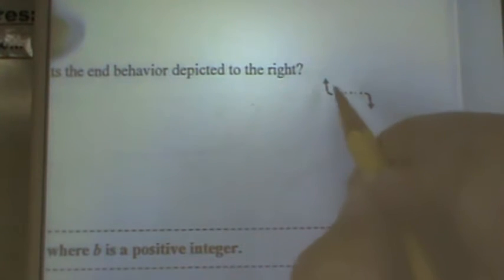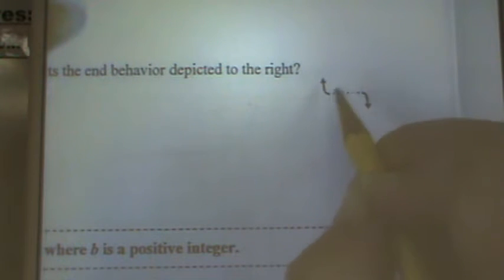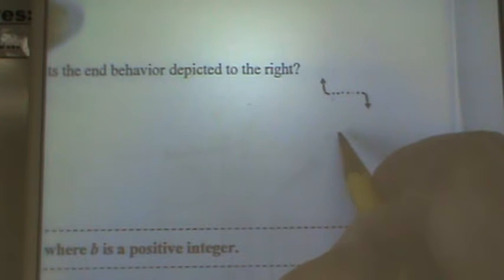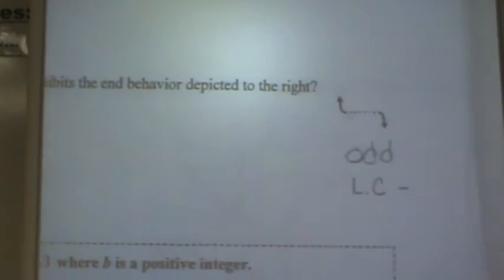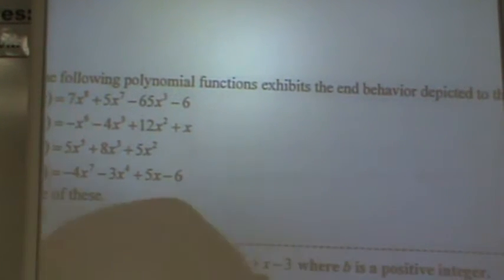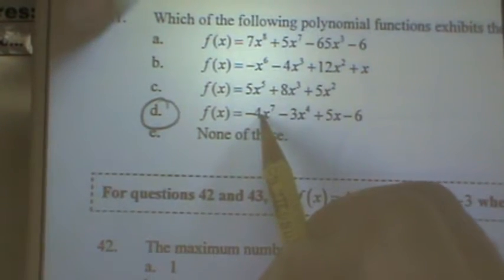Next, for 41, you're given this picture right here. It's a polynomial where the right side is going down and the left side is going up. So if the left and the right side are doing opposite, our degree has to be odd. If the left side's going up and the right side's going down, your leading coefficient has to be negative. So the correct answer would be D. We want an odd power with a leading coefficient that's negative.